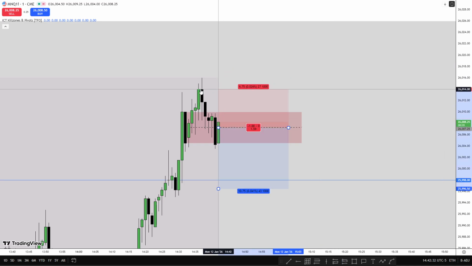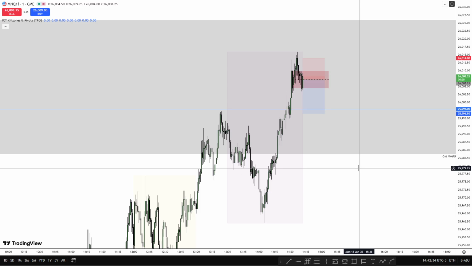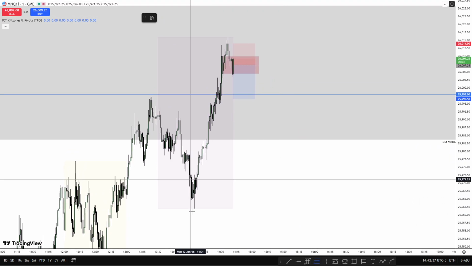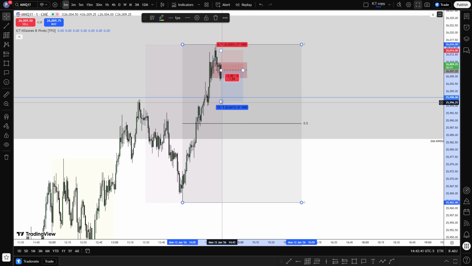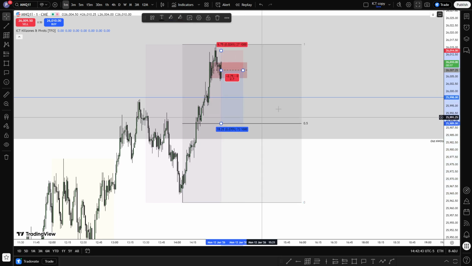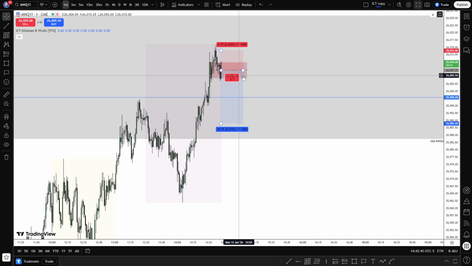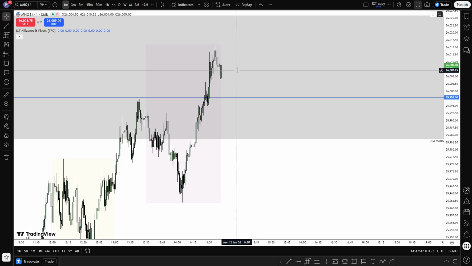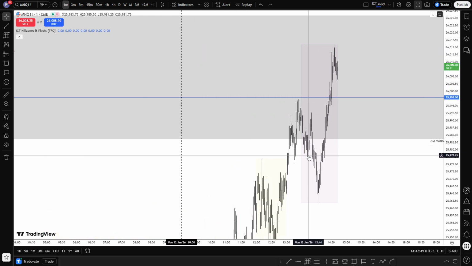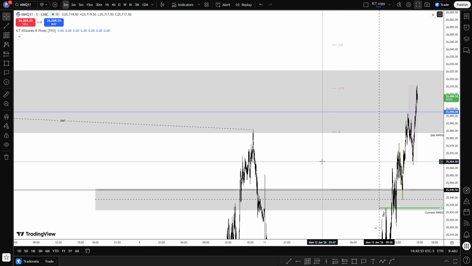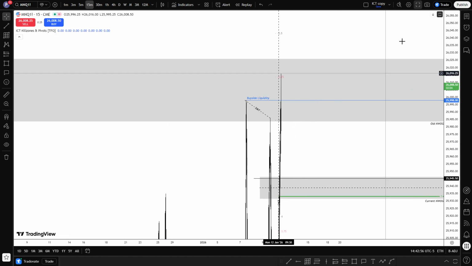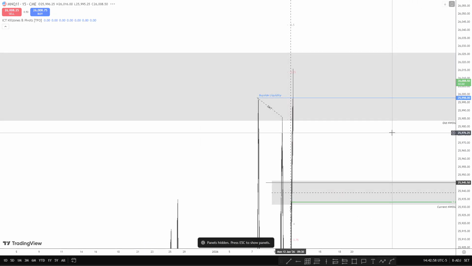Stop right here. What could you target? Right here. Yeah, I'm just saying that. I'm not saying this is a good trade. I'm just showing you guys how you could use this for your entries. Yeah, so this is all from me, I think.